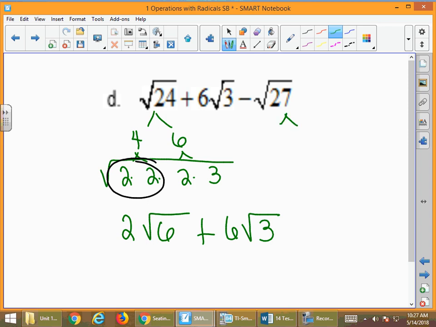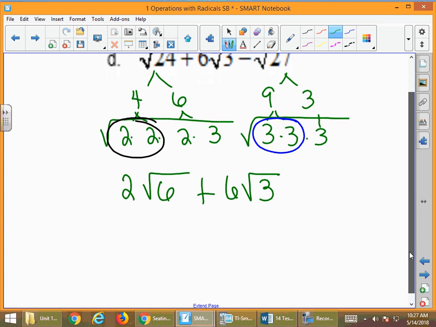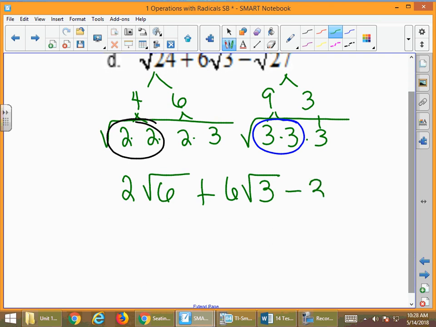27 can be simplified. It's 9 times 3, which is 3 times 3 times 3. And we need 2 of the same to take out 1. So we have 2 3s, we're going to take out 1, and then we have a single 3, still underneath the square root.